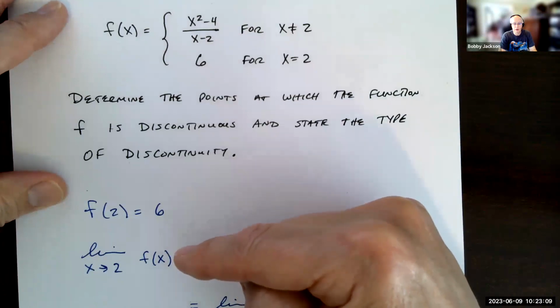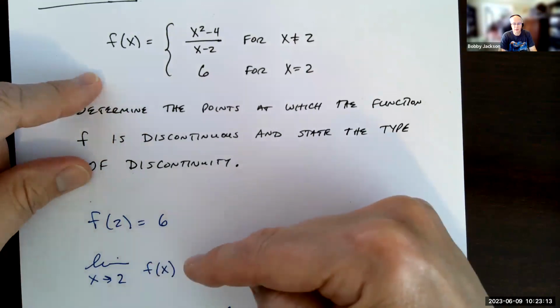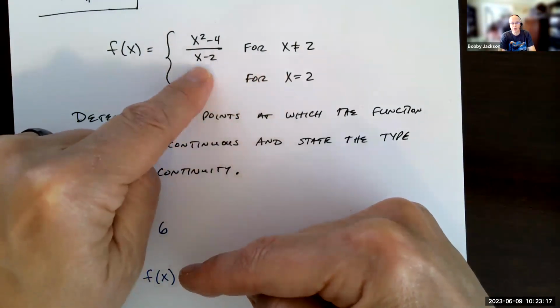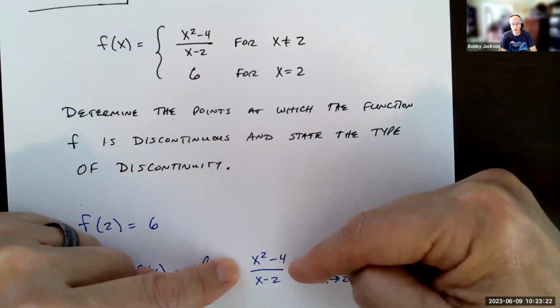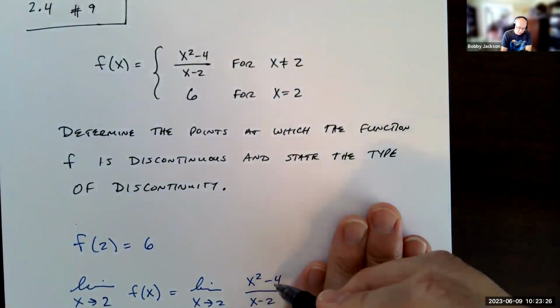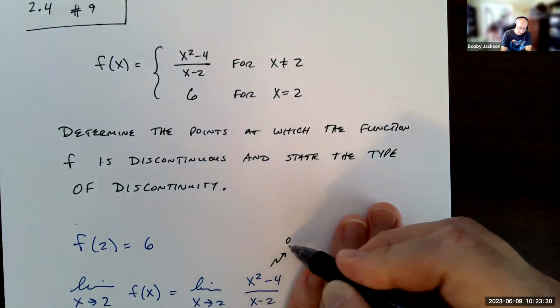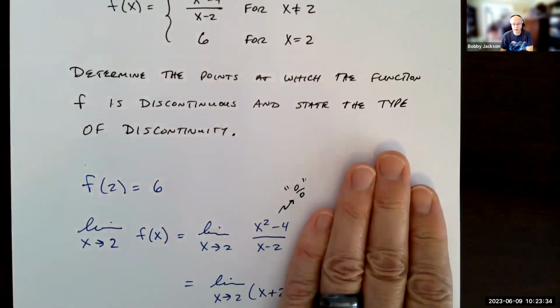Well, if we're looking for the limit as x approaches 2 of the function f of x, in the limit process, we're guaranteed that x is not 2. So we're clearly using this top formula, right? So we're looking at the limit as x approaches 2 of x squared minus 4 over x minus 2. If I plug in directly, I get 2 squared is 4, minus 4 is 0. And on the bottom, I get 0 as well, right? This is indeterminate form. Okay, that doesn't mean the limit doesn't exist.